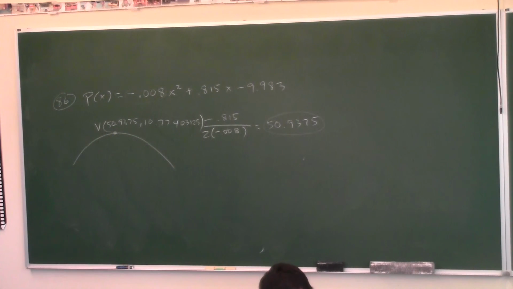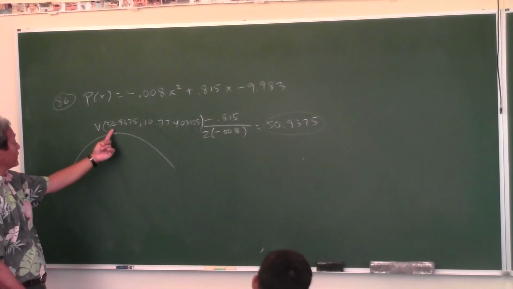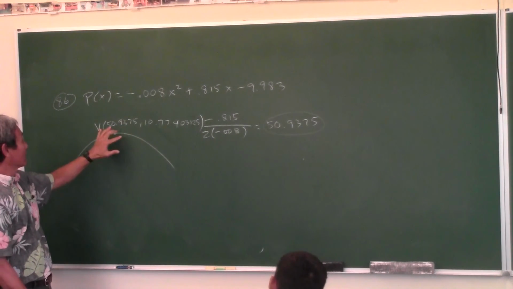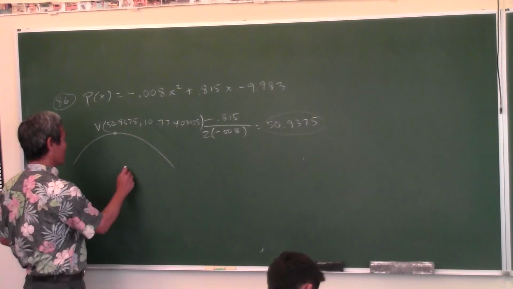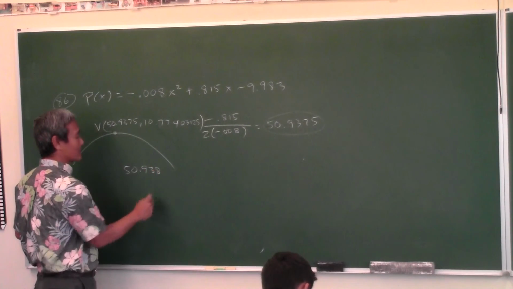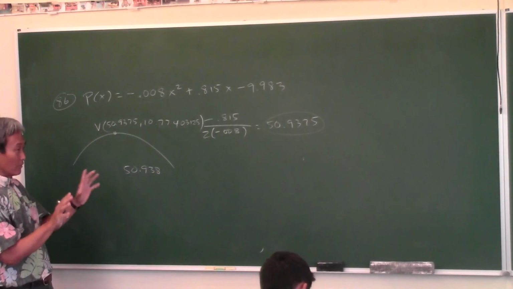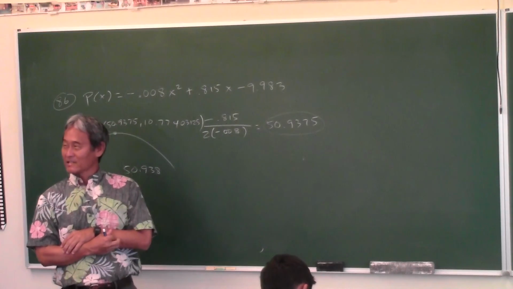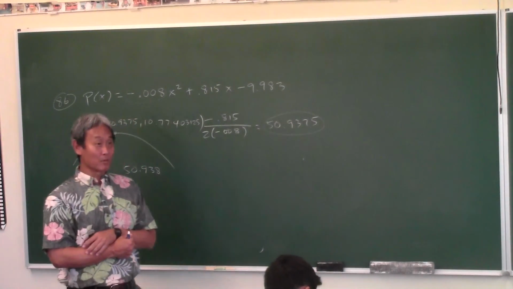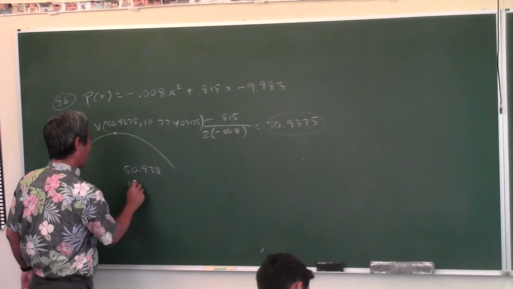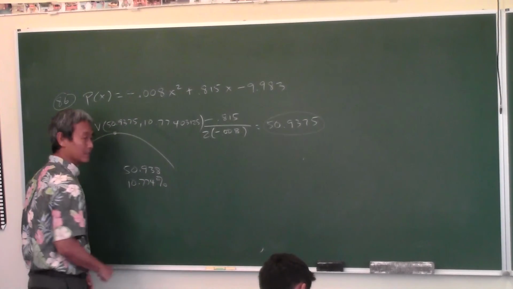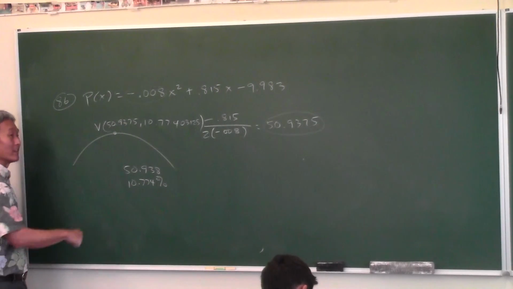The question was, what is the age for which the highest percentage of Americans have earned an advanced degree? Right there, 50.9. Because remember, x represents the age and P represents the percent. So the answer to the first question is 50.938. Let's just practice for pre-calculus and calculus: we're going to round to 3 decimal places. Second part of the question: what is this highest percentage? 10.774%. There you go. So the vertex tells you everything.